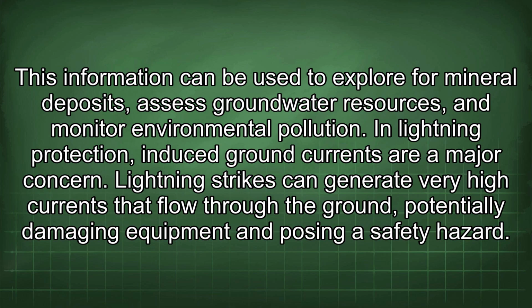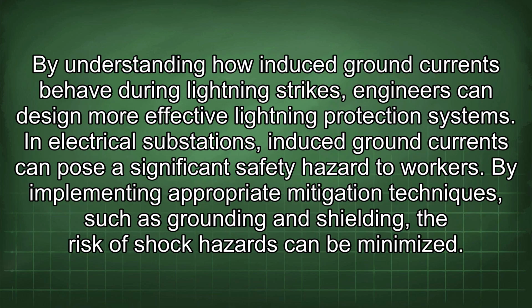In lightning protection, induced ground currents are a major concern. Lightning strikes can generate very high currents that flow through the ground, potentially damaging equipment and posing a safety hazard. By understanding how induced ground currents behave during lightning strikes, engineers can design more effective lightning protection systems. In electrical substations, induced ground currents can pose a significant safety hazard to workers. By implementing appropriate mitigation techniques such as grounding and shielding, the risk of shock hazards can be minimized.